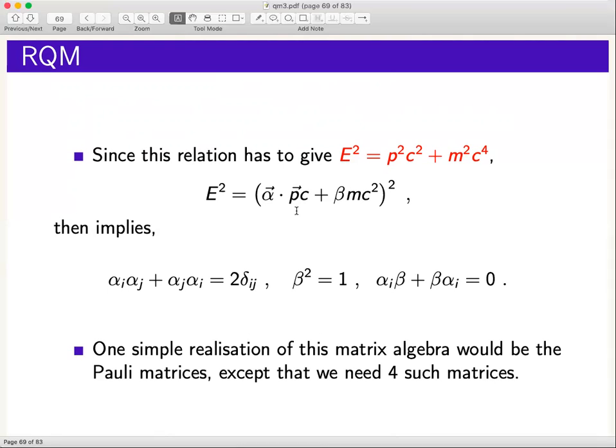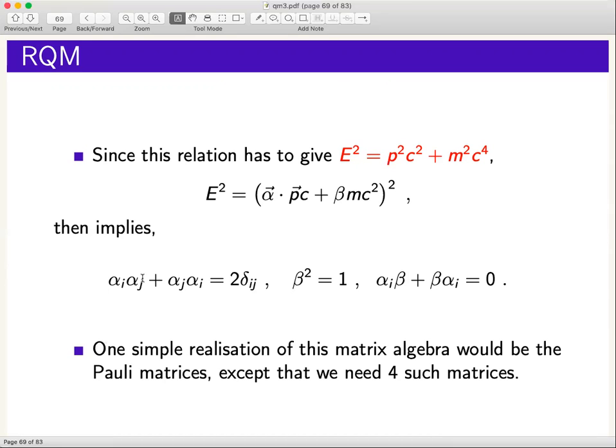Because you have to write alpha_i p_i times alpha_j p_j, and if i is equal to j, then of course you get an alpha_i squared p squared kind of piece. But if i is not equal to j, then you need to ask the question, what is the meaning of p_i p_j kind of piece, which of course is not there in the relativistic expression. So you impose those conditions.